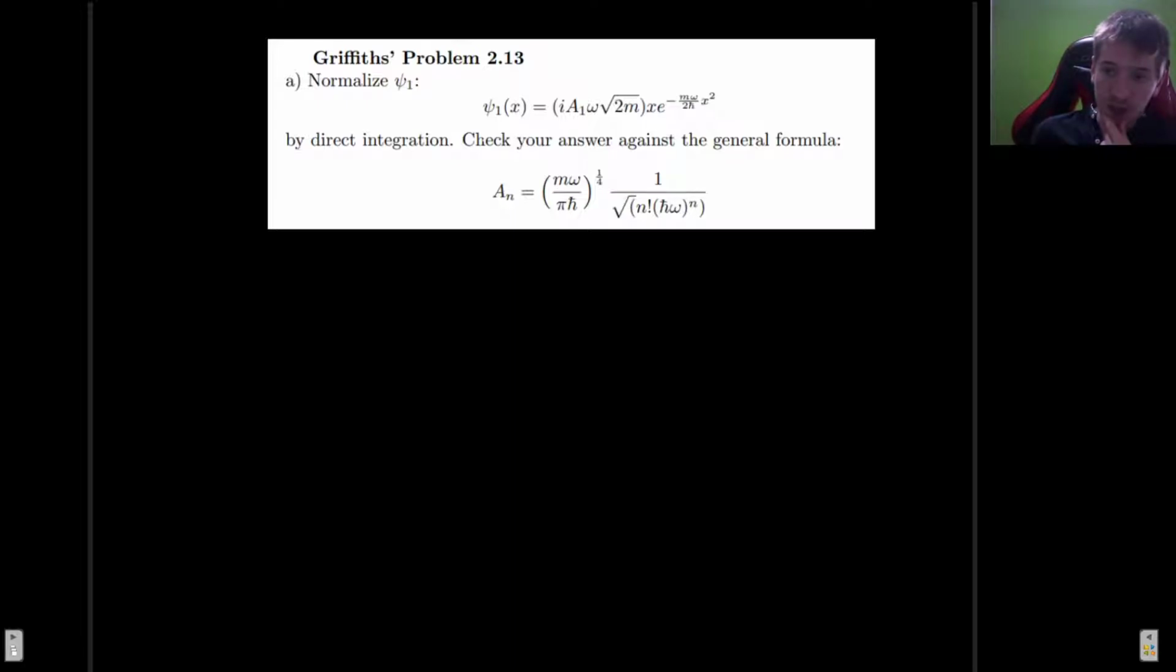Then we want to check our answer against the general formula that we found in the previous video, where we found this formula that we show here. Okay, so let's just do that.